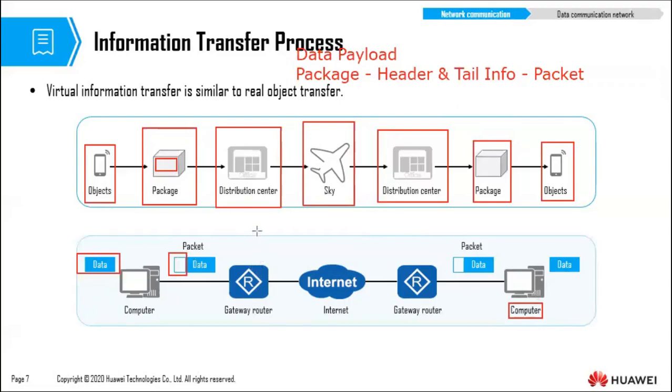Now, what's the difference between a header and a tail? Whenever we add information before the data packet, is it before or after? Before. Okay. Whenever we add more information on this side of the packet, then we call that the header. Whenever we add information this side, then we call it the tail. Is that clear?